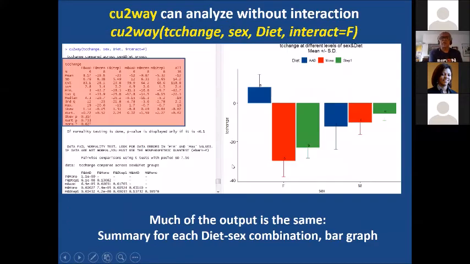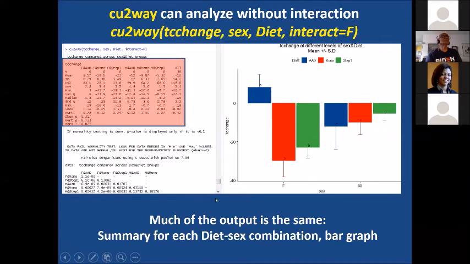And now, what I mentioned before, it is possible for you to do a two-way analysis without interaction. You could say, there are 2 factors I'm interested in, but I don't expect any interaction. That is, I don't expect the diet effect to be different between the sexes, or the sex difference to be different from one diet to another. So I would like you to do this. You say TC change sex diet interact equals F. So note the spelling, not interaction, interact, and then capital F, meaning false.